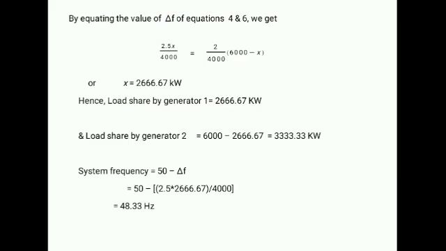So delta F is equal to 2.5X upon 4000. You can write it from equation number 4, or you can use equation number 6, that is 2 upon 4000 of 6000 minus X. Fine. So from here delta F can easily be calculated. It comes out to be 48.33 Hertz. At this frequency, both alternators will share the load of 6000 kW.